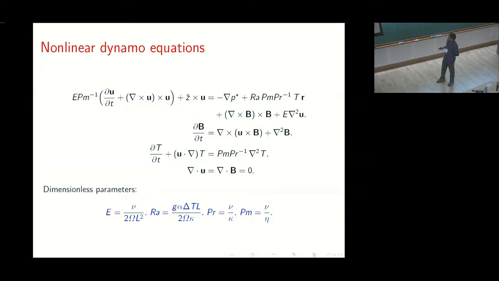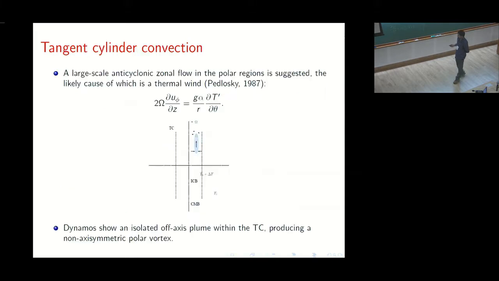These are the dimensionless parameters which we normally use in the problem. E is the Ekman number, the ratio of the viscous to Coriolis forces. This is the classical Rayleigh number multiplied by the Ekman number. It's often known as the modified Rayleigh number. Prandtl number is familiar to most of you, and the magnetic Prandtl number is the ratio of the kinematic viscosity to magnetic diffusivity.